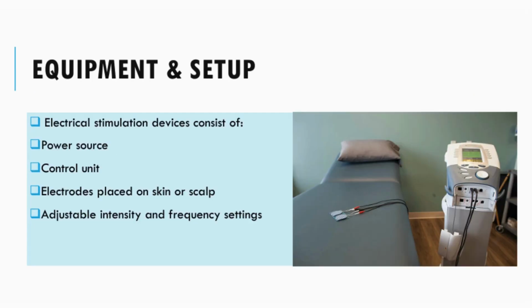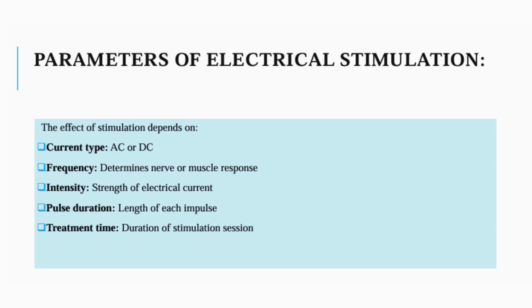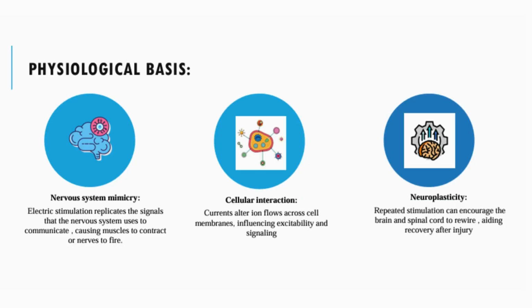So there are different equipment and setups. For example, electrical stimulation devices consist of a power source, control units, electrodes placed on the skin and scalp, and adjustable intensity and frequency settings. So there are some parameters of electrical stimulation. The effectiveness of stimulation depends on the current type, which may be AC or DC, the frequency, which determines the nerve or muscle's response, the intensity, the strength of the electrical current, the pulse duration, which is the length of each impulse, and the treatment time, which is the duration of the stimulation session.